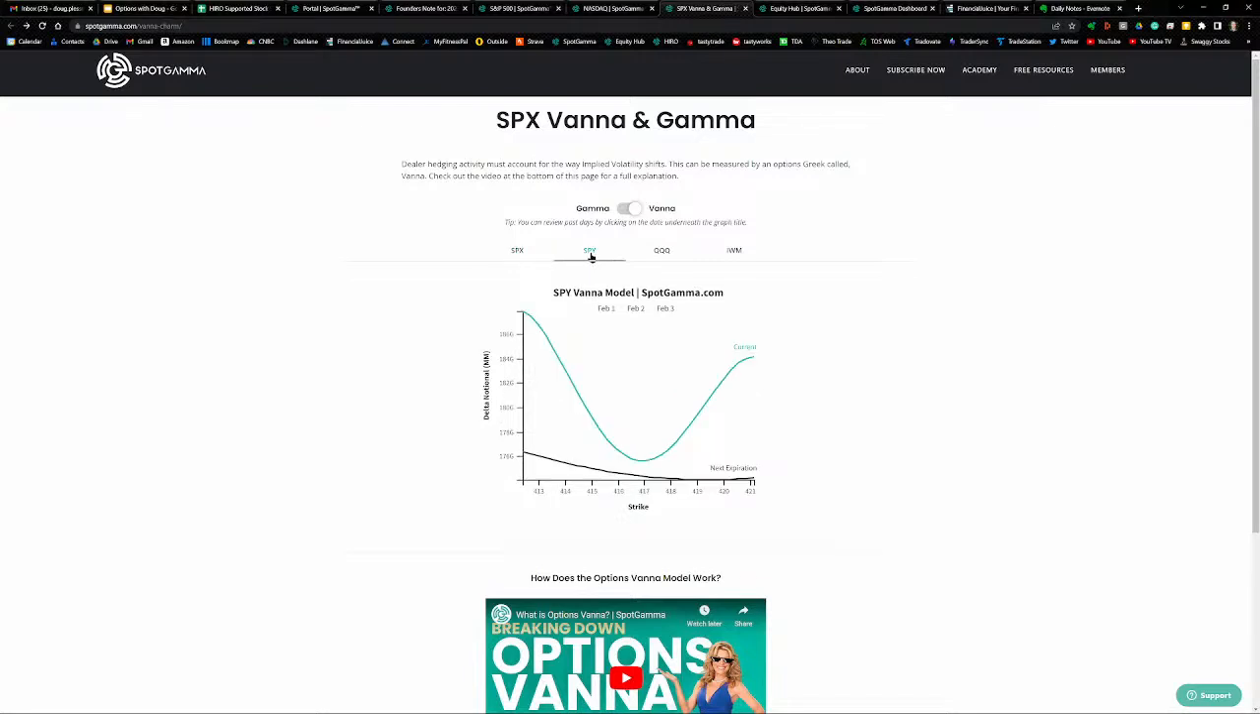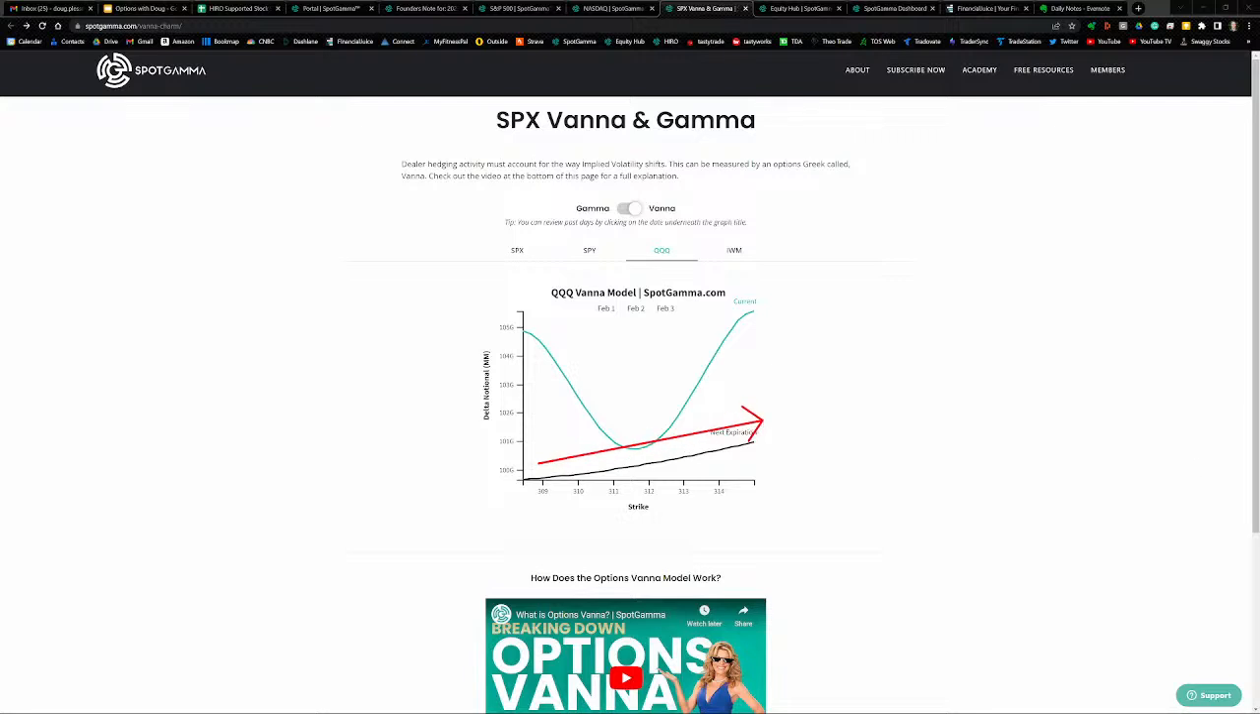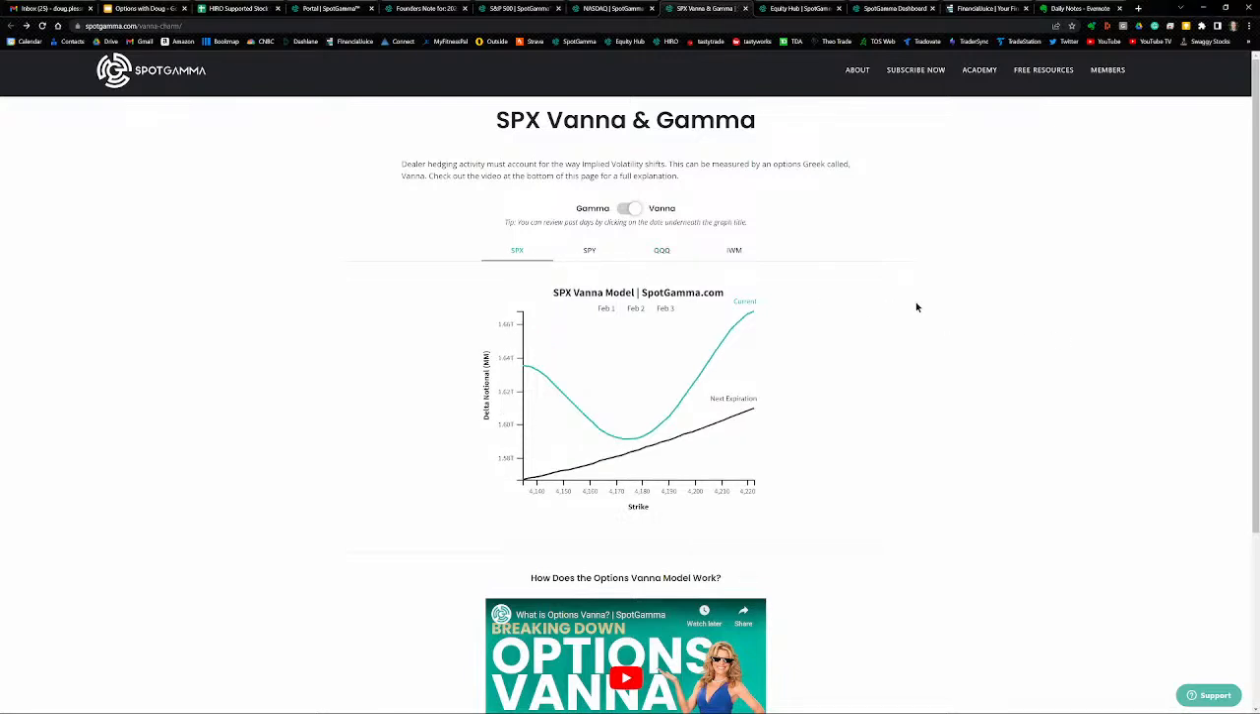SPY, just slightly skewed to the left, and then QQQ somewhere in between, but definitely still skewed upward from left to right. So, again, a positive gamma environment.